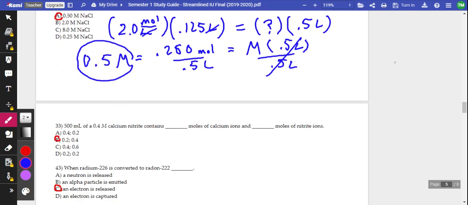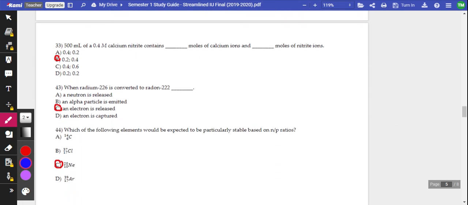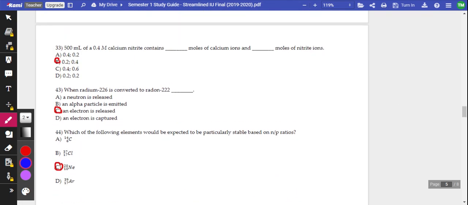Let's take a look at these last three multiple choice problems. Number 33: 500 milliliters of a 0.4 molar calcium nitrite solution contains how many moles of calcium ions and how many moles of nitrite ions? Well, calcium nitrite is Ca(NO2)2. How do I figure that out?